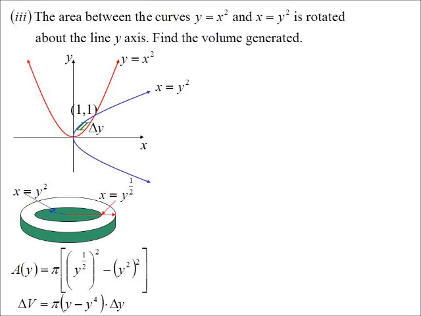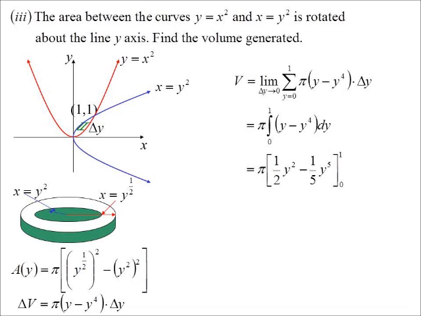And so it'll be times delta y to get our volume, what's sometimes called the element of volume, or the volume element. Limit as delta y approaches 0. This time we're going from 0 up to 1. And the actual subtraction when you tidy it up is just y minus y to the power of 4. And so that's what we're going to integrate. And there's our answer, 3 pi on 10.